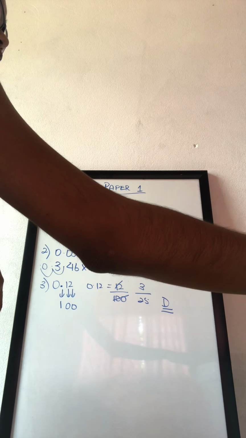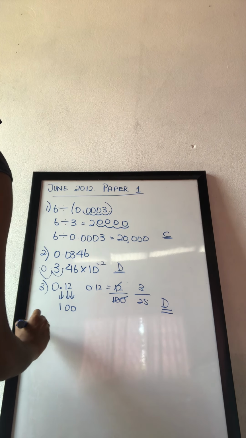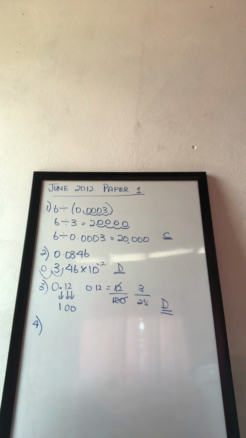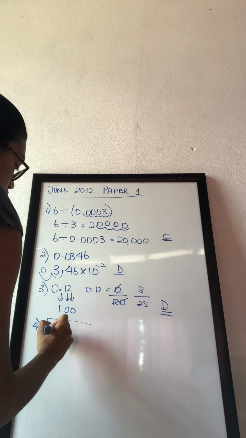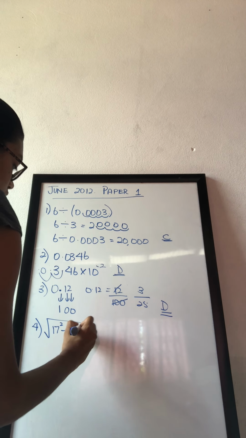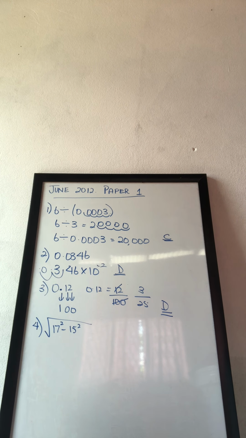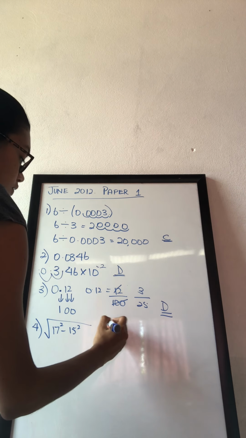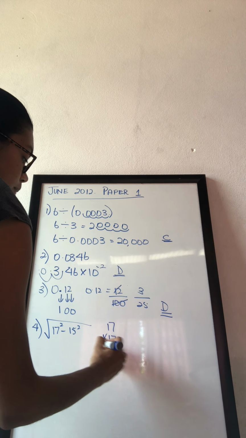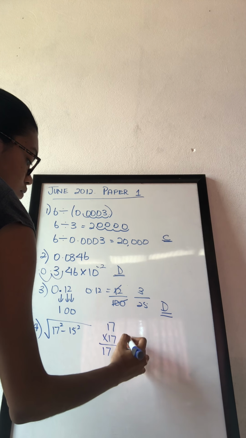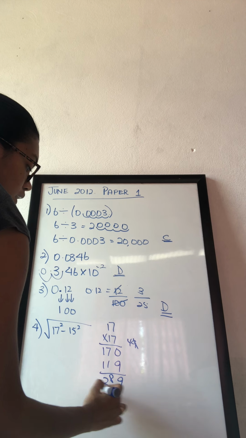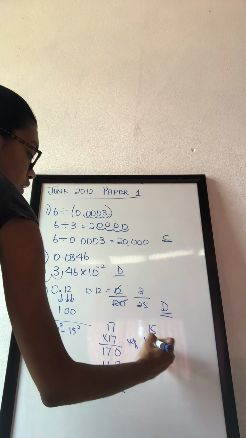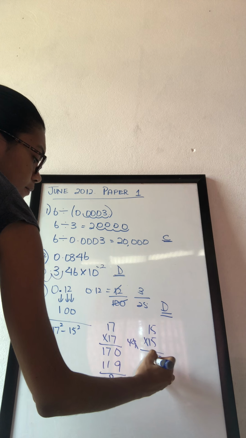Good, so for number 4. Right, so we have the square root of 17 squared minus 15 squared. Now if you can remember these squares, then you don't have to go and do the long multiplication, right? So 17 squared is the same thing as saying 17 by 17. Right, so this would give us 289. And then 15 squared is 15 by 15. I think this is 225.